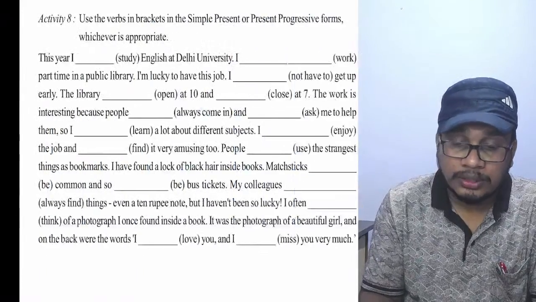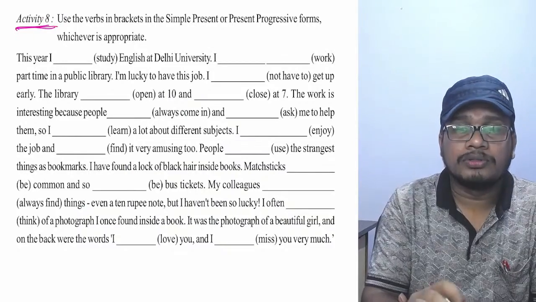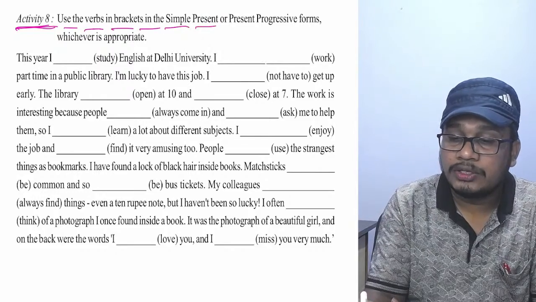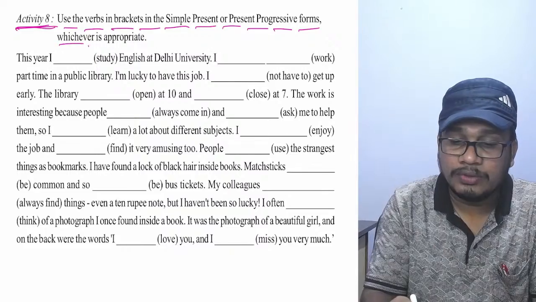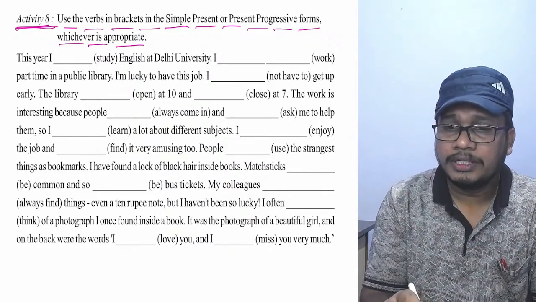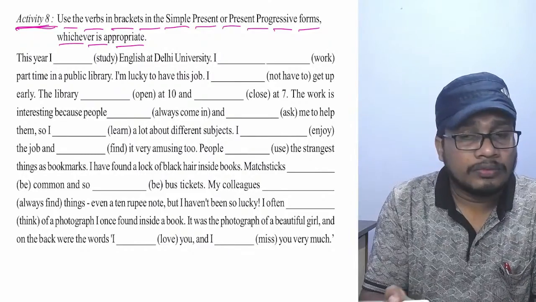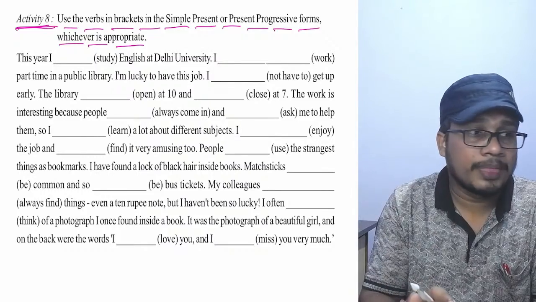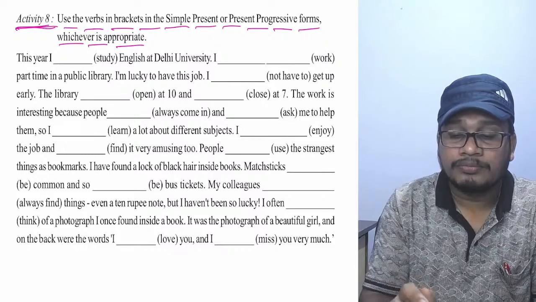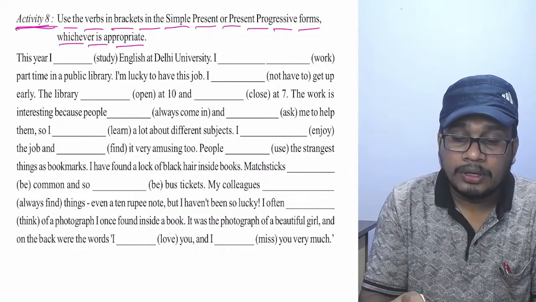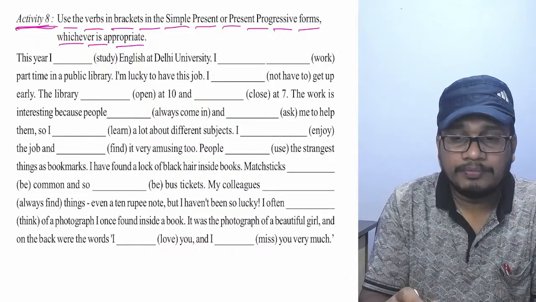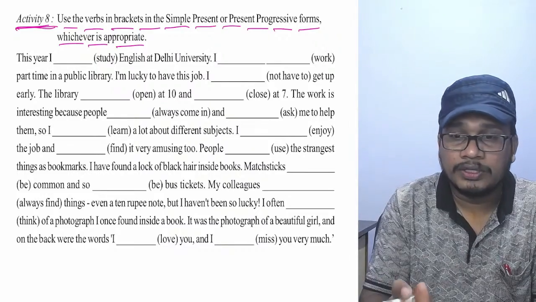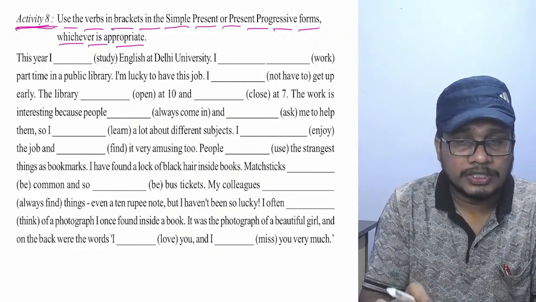Now coming to activity 8. Use the verbs in brackets in the simple present or present progressive form, whichever is appropriate. We have already discussed the use of simple present tense and present progressive form of the verb. Here a paragraph is given with some blanks. We will use the right form of the verb given in brackets.